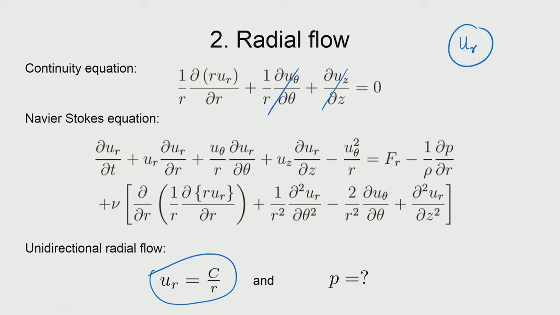And when we plug this into the Navier-Stokes equation and look at situations where it is a simple situation like steady state, and you do not have a u theta, and you do not have a uz, okay, and there is no theta variation, and there is no z variation.